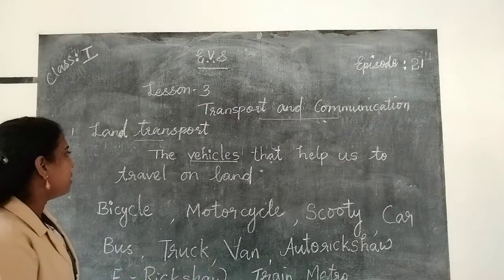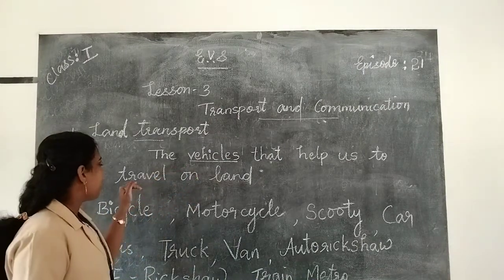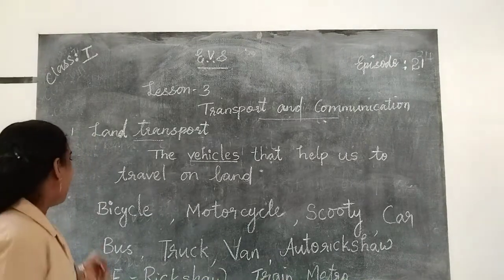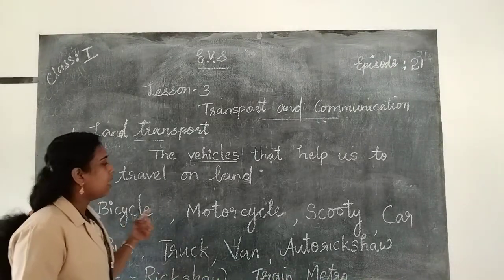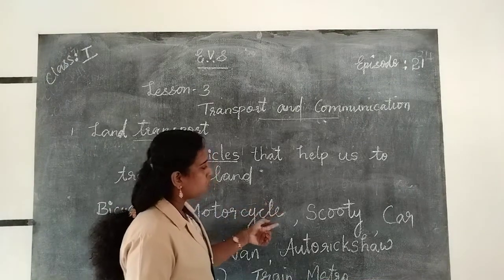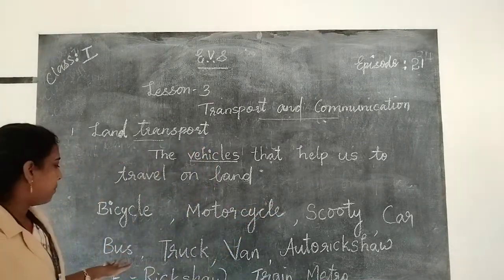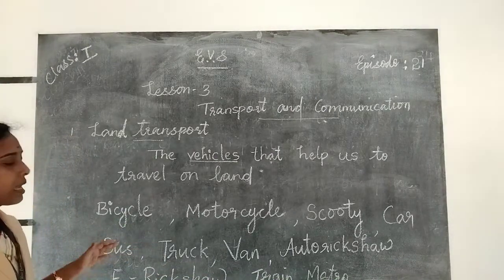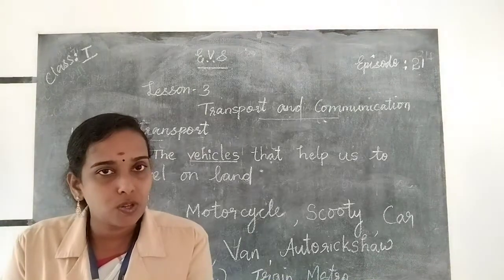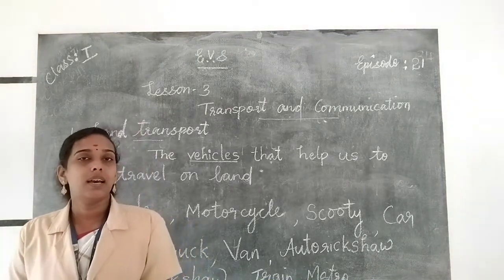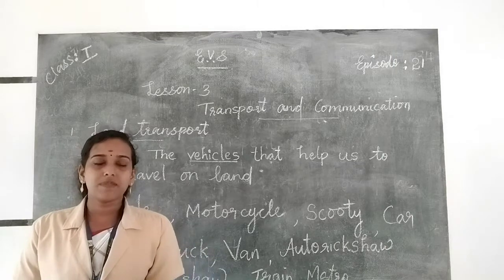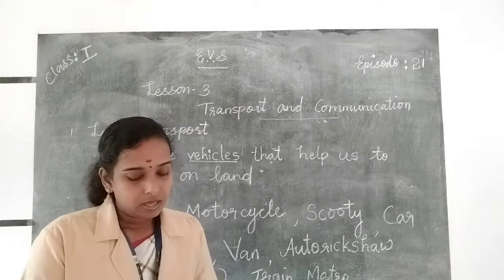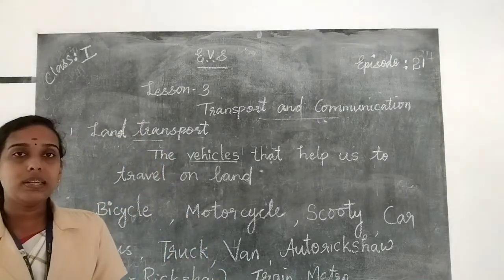So land transport means the vehicles that help us to travel on land are called land transport. And examples: bicycle, motorcycle, scooty, car, bus, truck, van, auto rickshaw, e-rickshaw, train, metro, then monorails, ambulance, police van, fire engines, etc. Okay. So next one, water transport.